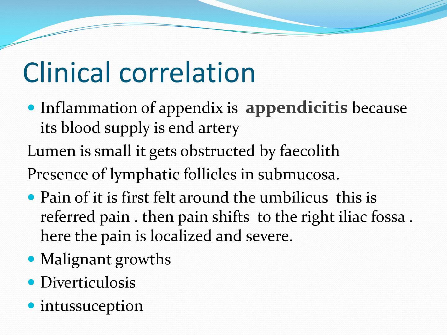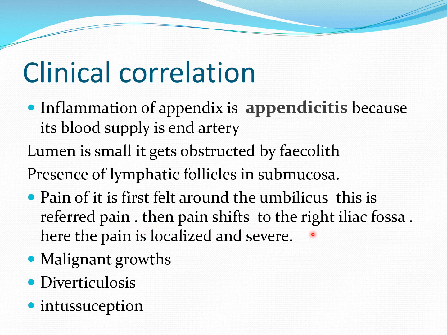As the lumen is small, it gets obstructed by a fecolith. A gap in the muscularis externa causes fast spread of the infection. So these are the reasons for maximum inflammation in appendicitis: its blood supply is an end artery, the lumen is small and gets obstructed by a fecolith, and there are lymphatic follicles in the submucosa. The pain is first felt around the umbilicus. This is referred pain.